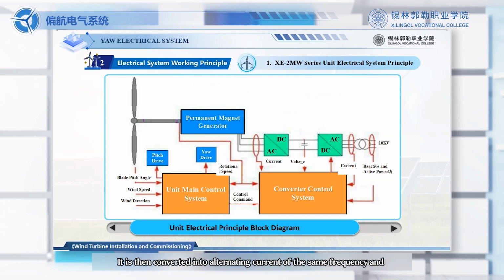It is then converted into alternating current of the same voltage and frequency as the power grid through a DC-AC inverter. Finally, it is connected to the power grid through a transformer. Complete the task of transmitting electrical energy to the power grid. The converter system of the 1,500 kilowatt permanent magnet direct drive wind turbine generator is a full power converter device. It has good compatibility with various power grids. It has a wider range of reactive power regulation capability and the ability to support grid voltage.